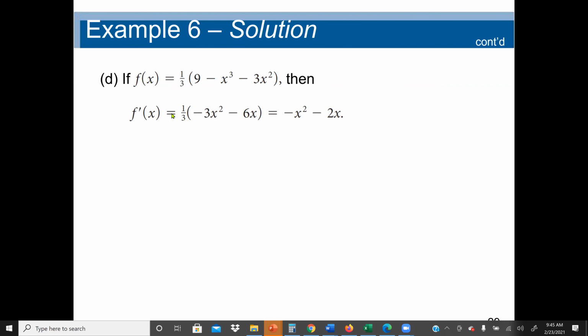Then let's simplify this equation. 3 will divide both terms. So that's right. Remember our question gave us the first derivative of the function should be negative s squared minus 2s. So we conclude it's the same first derivative function.